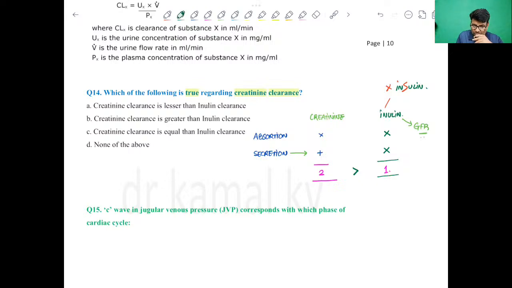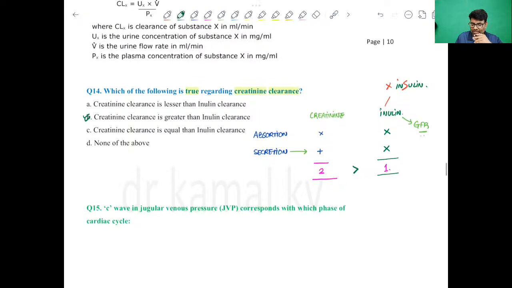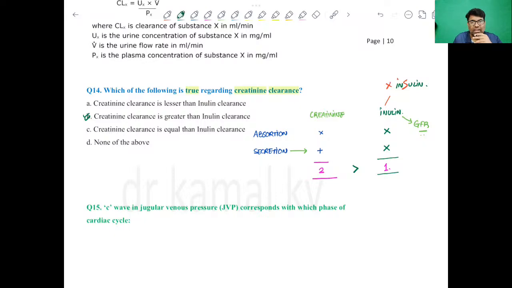So option B is true here. Creatinine clearance is greater than inulin clearance, right? And the reason is that creatinine is being secreted into the tubules. So this is the reason why the excretion of creatinine is more than that of inulin.